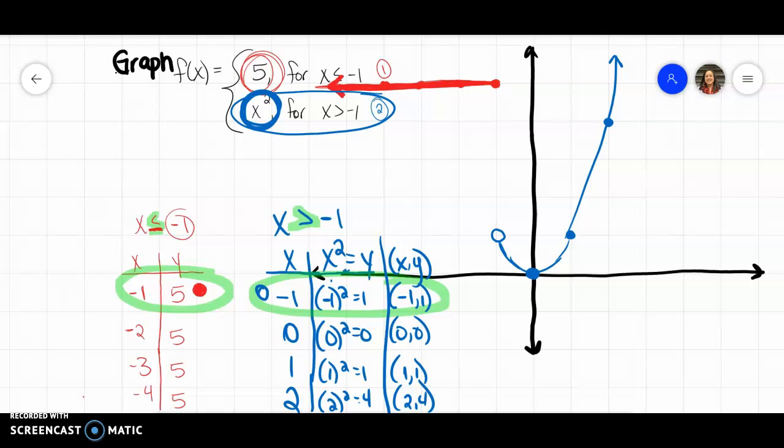So guys, that is my piecewise function. It's literally graphing multiple pieces on the same coordinate plane. And like I said, if this was kind of confusing for you, you can look on YouTube, and there are tons of other videos that would explain this for you.